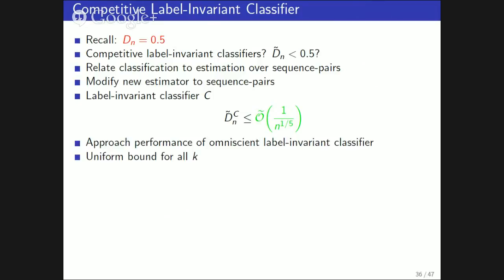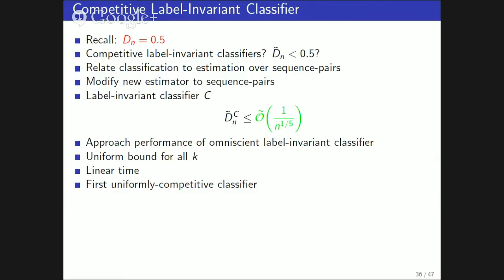So it approaches the performance of the omniscient label invariant classifier. It's uniform over all k. Again, k does not come in. And this can be classified in linear time. And we think it's the first uniformly competitive classifier.